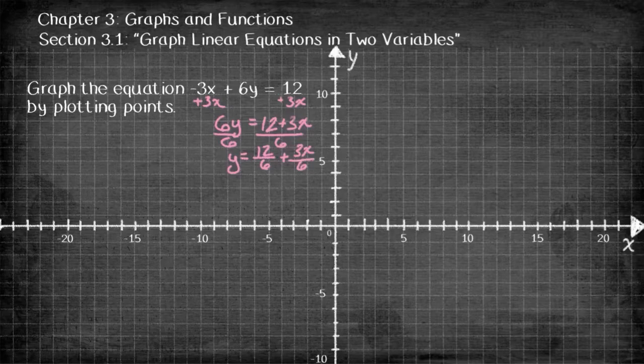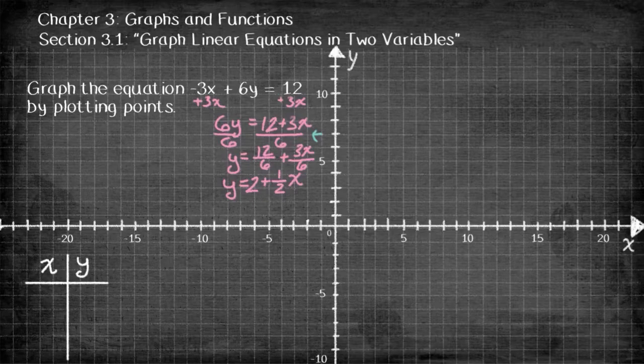Don't forget I can split up fractions like this one into the sum of 2 fractions with the same denominator. And so for the equation of my line with one of the variables on one side, I get y equals 2 plus 1/2 x. All that's left is to just pick my points.